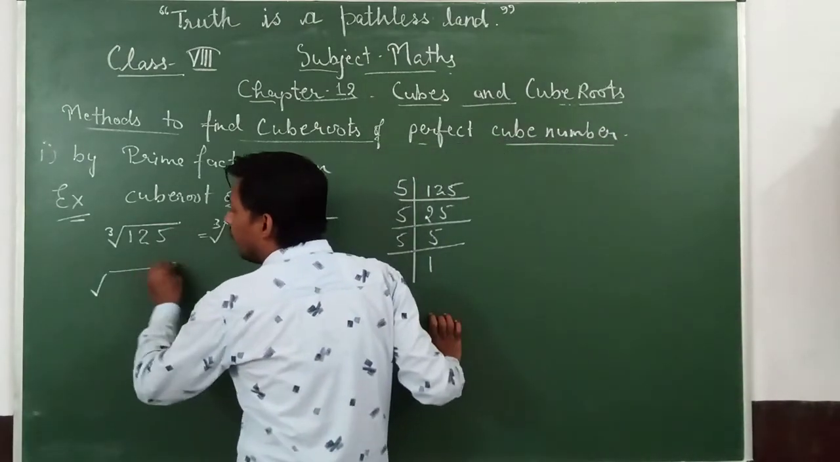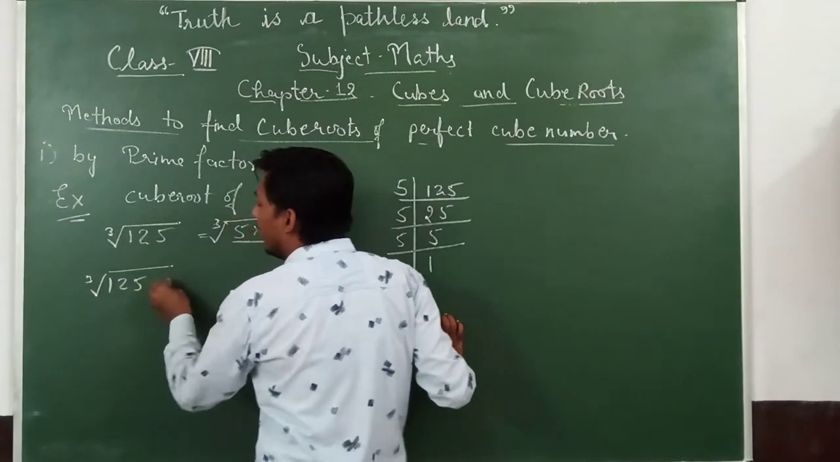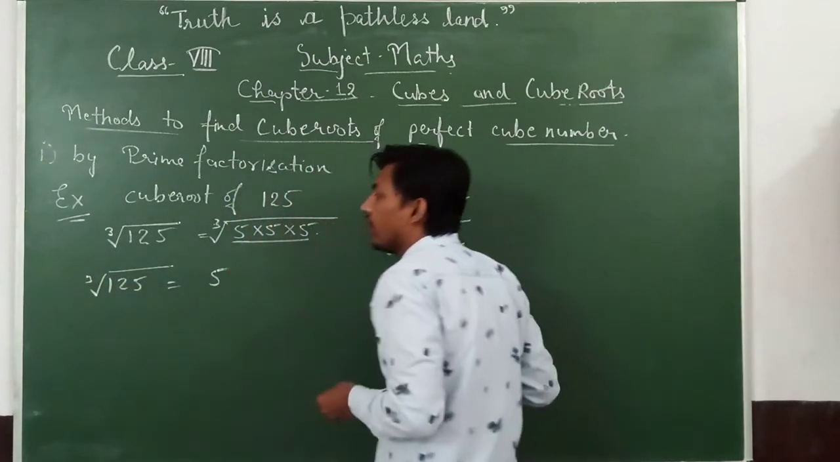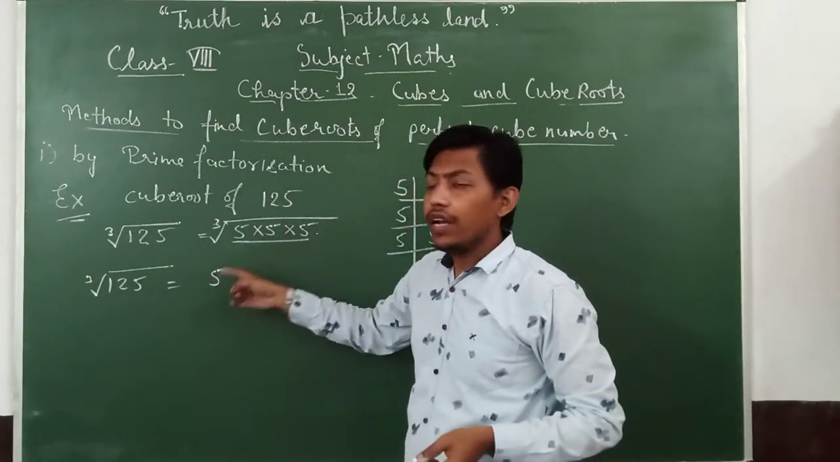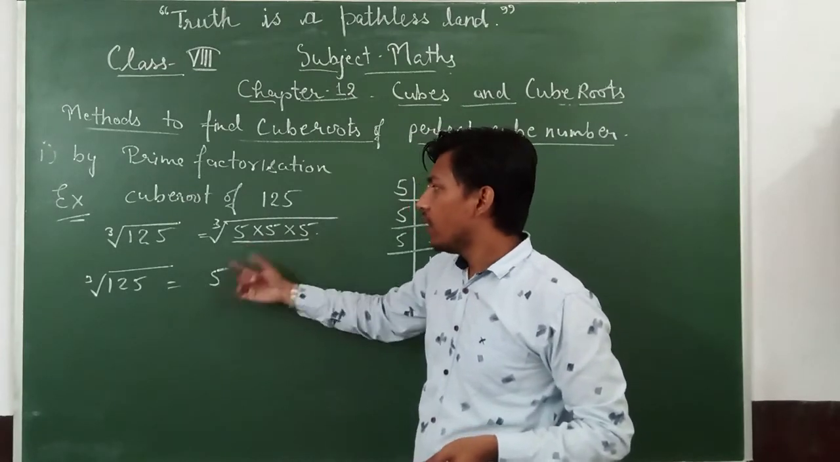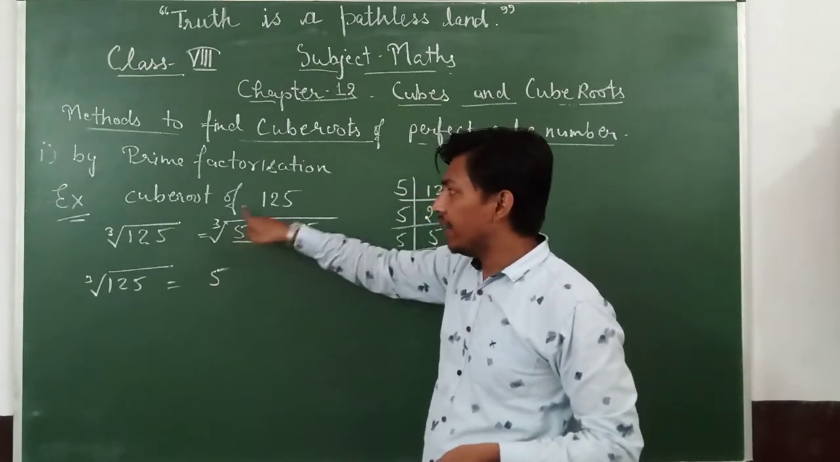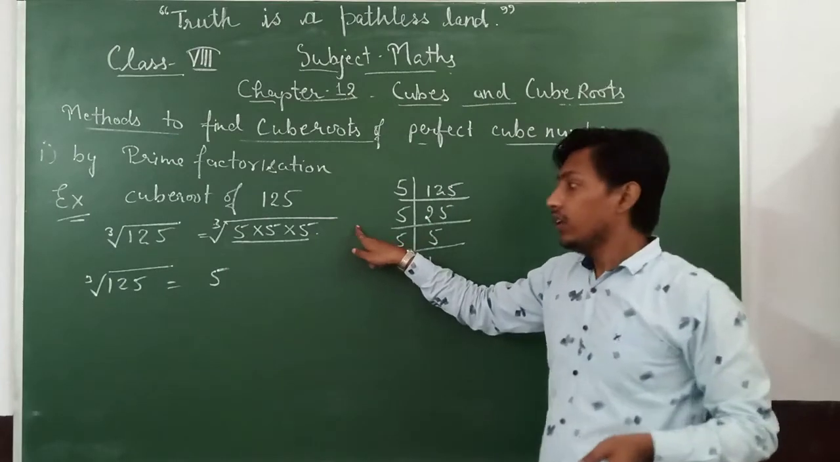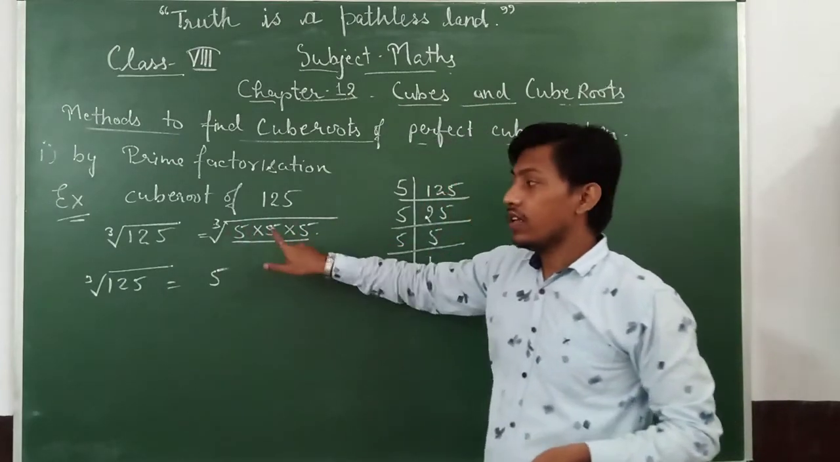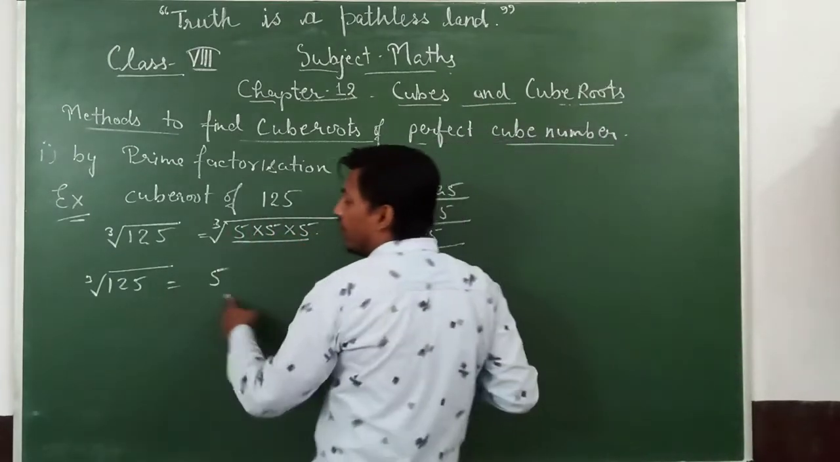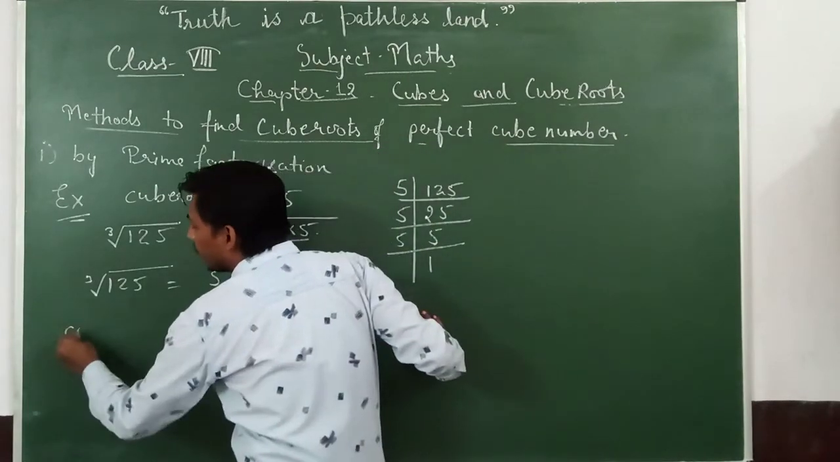So the cube root of 125 is 5. Choose one number only from the triplet, write it, and remove the cube root sign. So the cube root of 125 is 5.